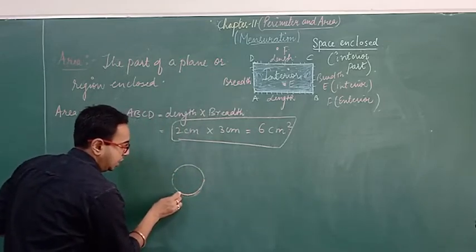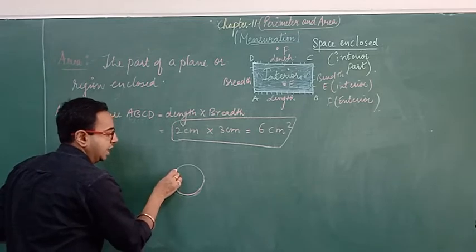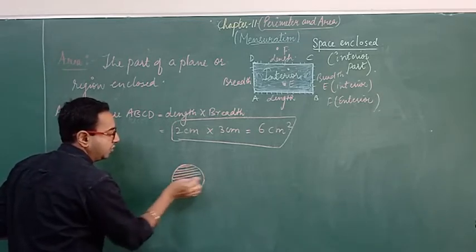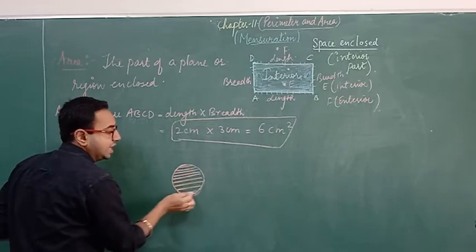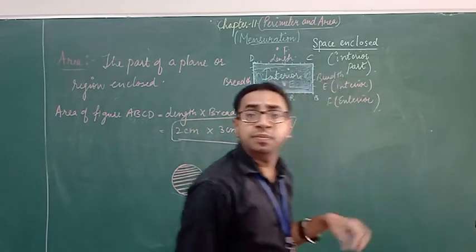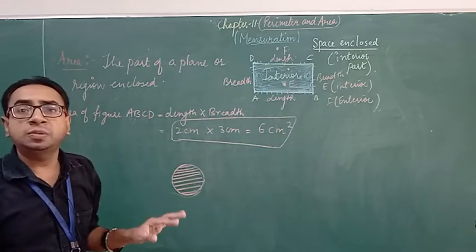Yeah, circular. If I am moving around the boundary, it is what? Perimeter. But if I move like this, what will it be called? It will be called area. Are we clear with this? Any doubt anyone is having till now?